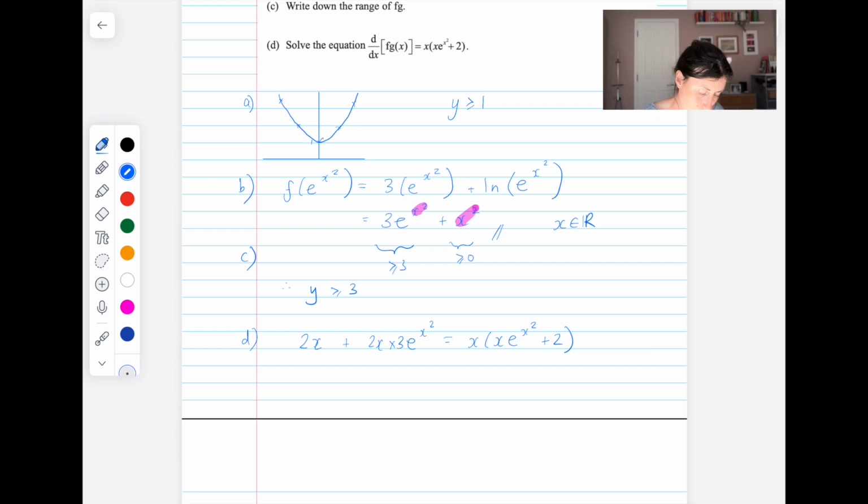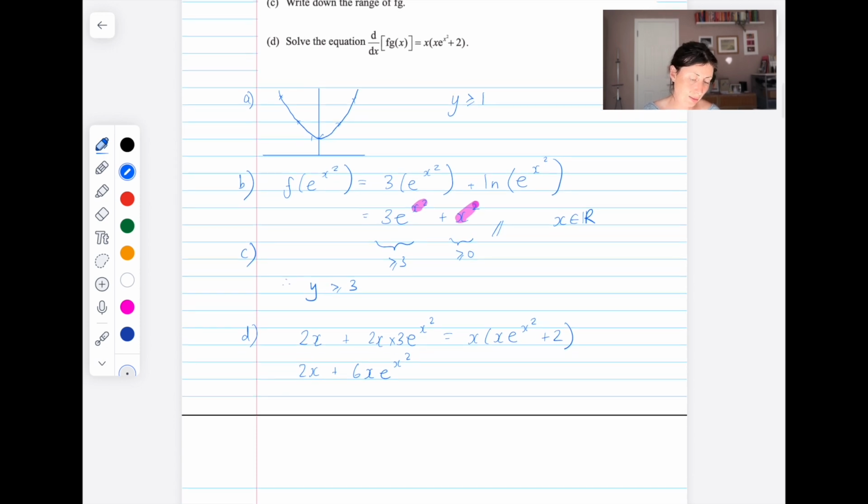Okay. I'm just going to take my time with this. I'm feeling like we could cancel. We've got x's, but we need to be careful in case x equals 0 as a solution. So I'm going to leave them in for a moment and expand with them.